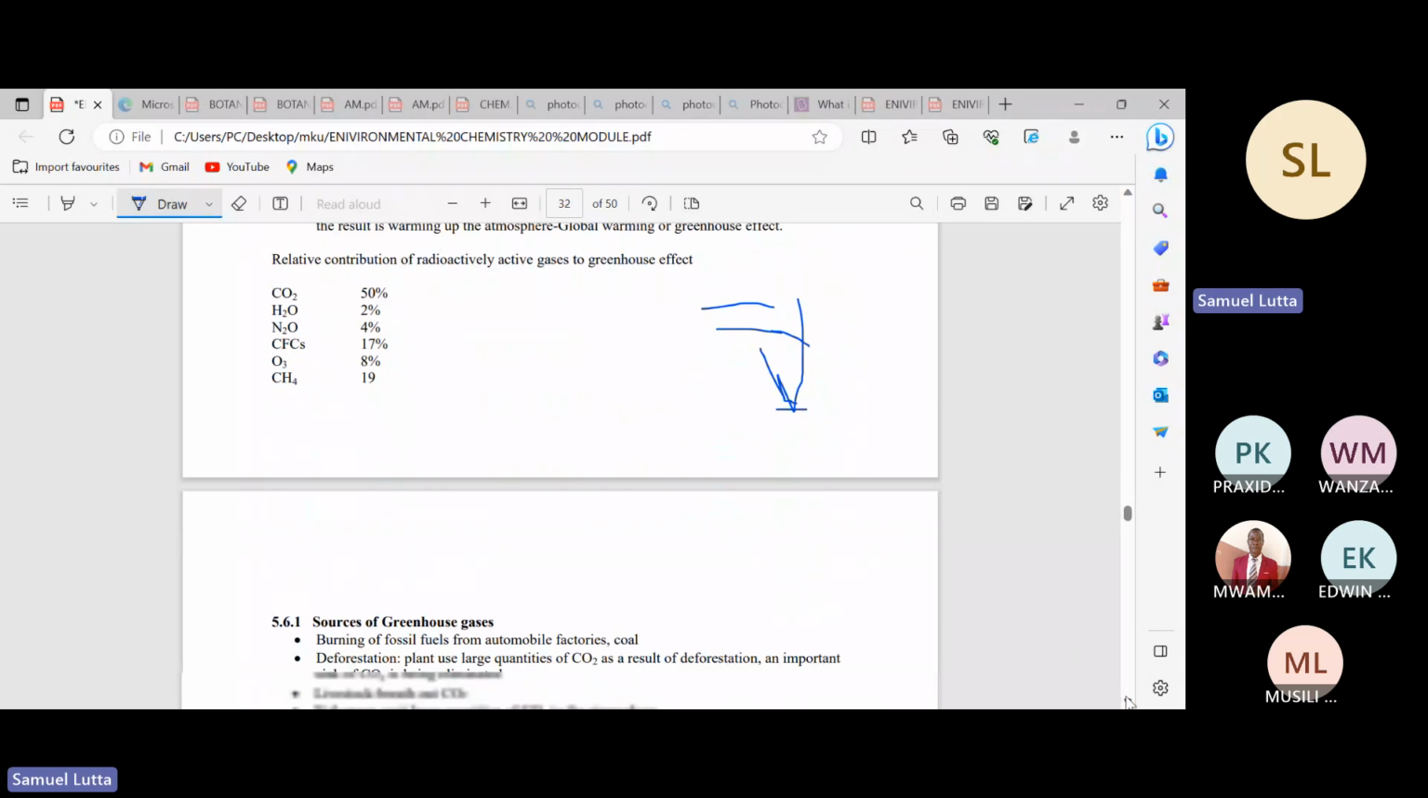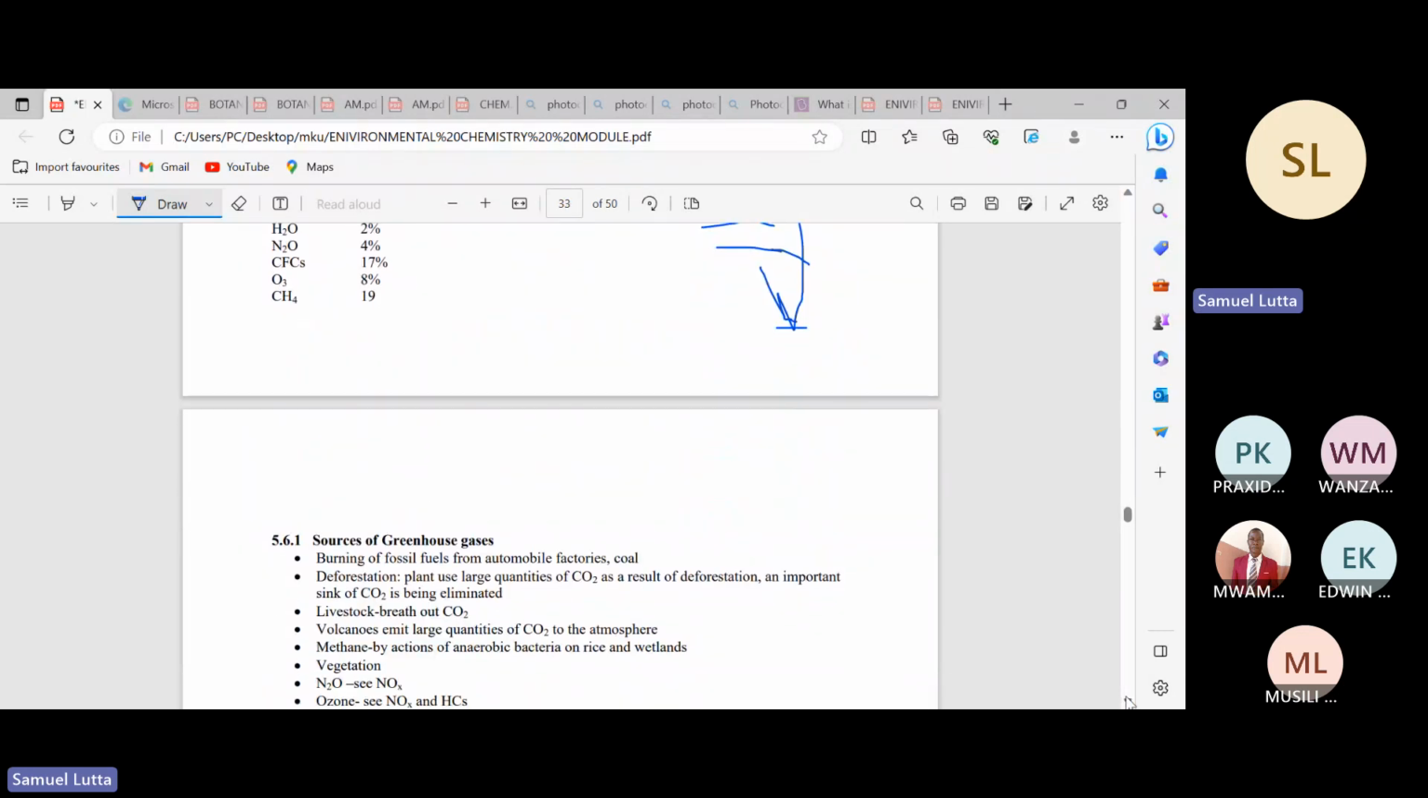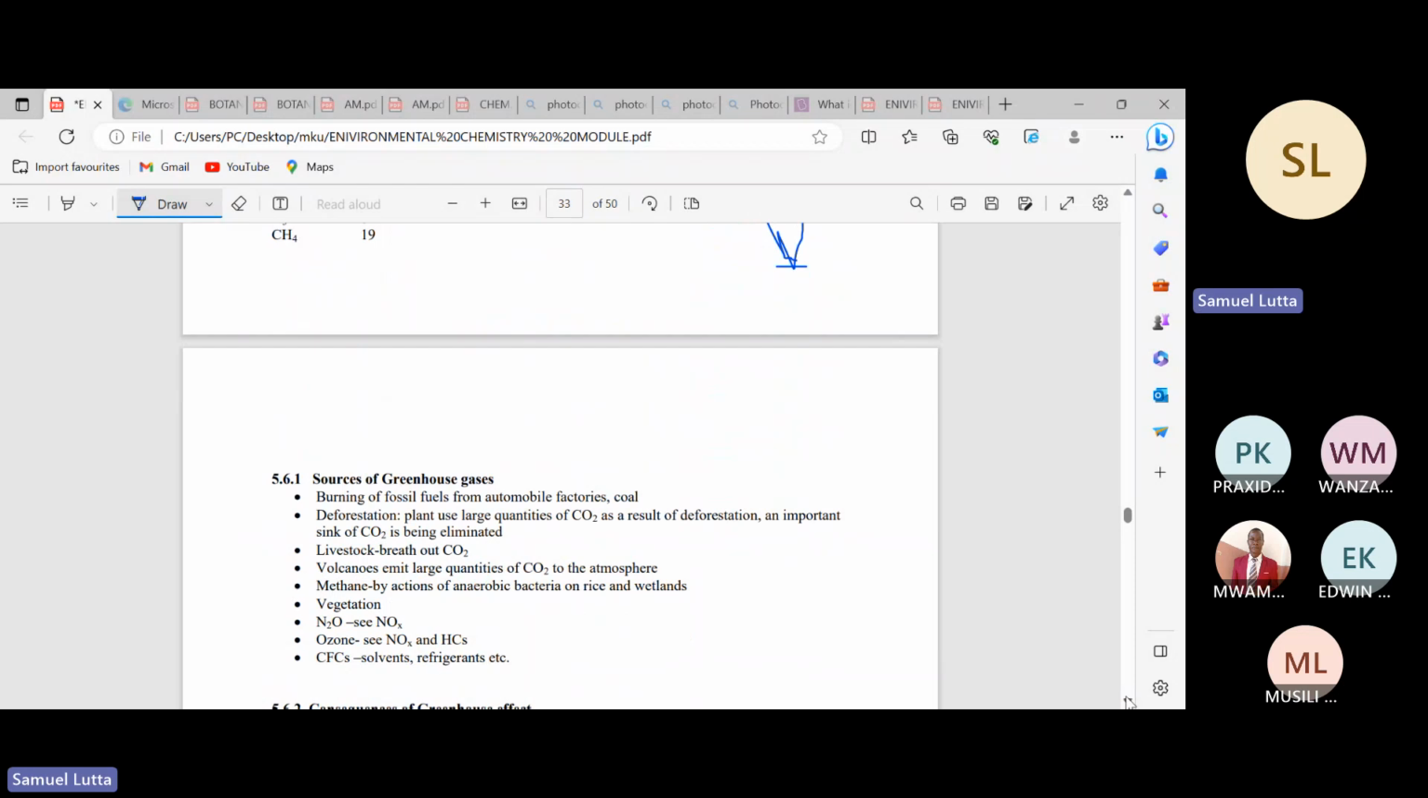For the CFCs, we said they are used in refrigerators. They are also good solvents. Ozone just occurs naturally in the atmosphere. The hydrocarbons, like methane, we get them by the action of bacteria on some plants, and sometimes also from the decomposition of organic matter. Volcanic activity also emits carbon dioxide. Human beings and livestock also breathe out carbon dioxide.